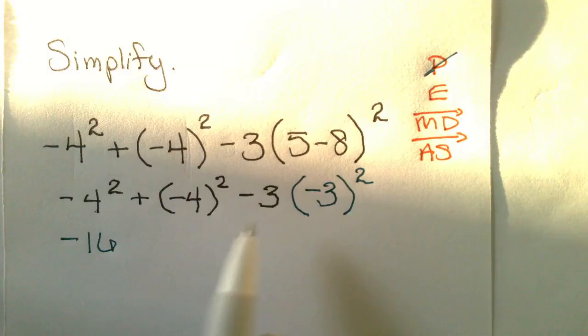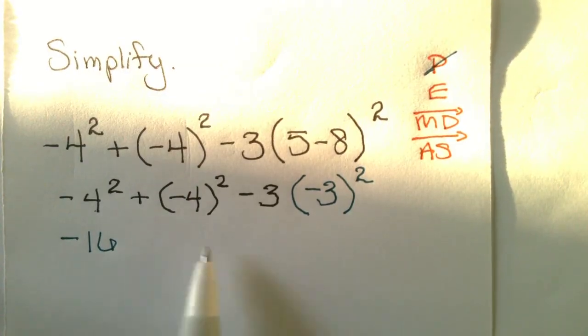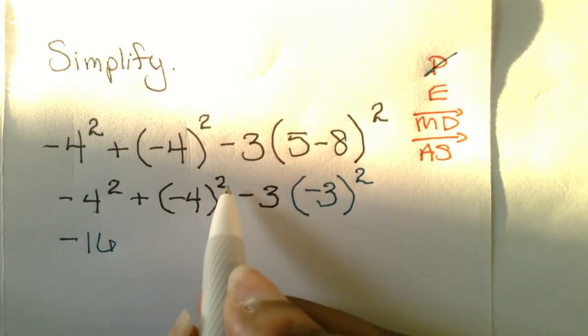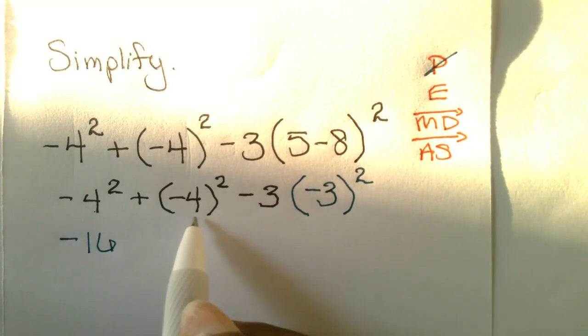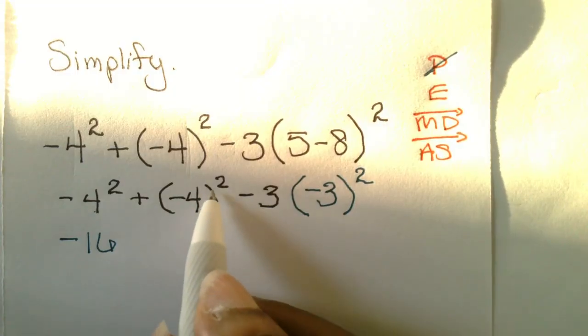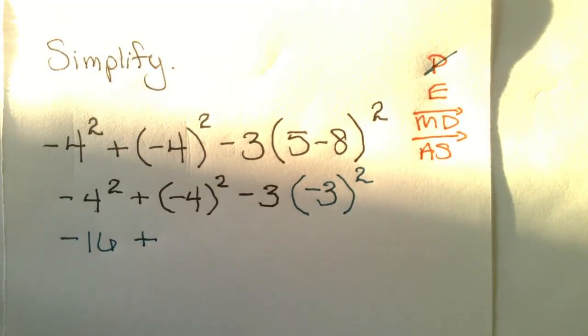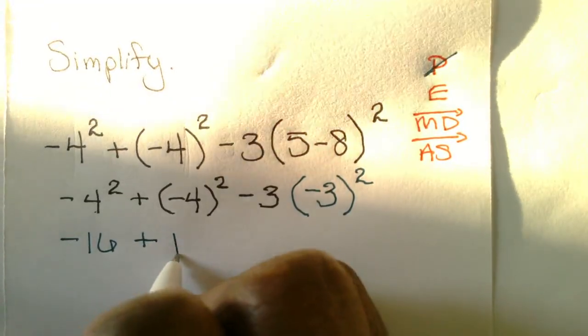So for all my teachers that are about to do order of operations, this is one that you want to do. So you have your -4 squared. That means this is -4 times -4. So a negative times a negative will give me a positive, and 4 times 4 will give me 16.